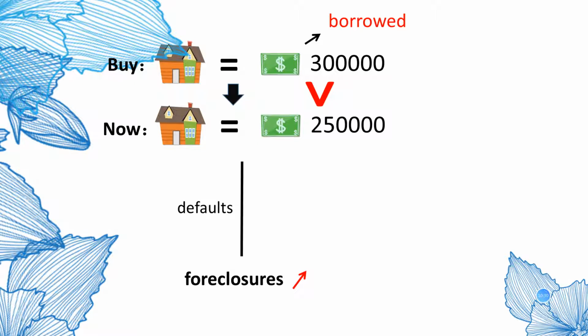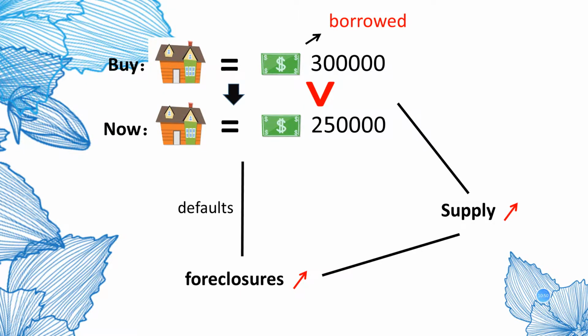More defaults meant more foreclosures. More foreclosures led to more supply in the market. And with the supply going up, the price went down even further. This was a vicious cycle, and eventually the housing bubble burst.